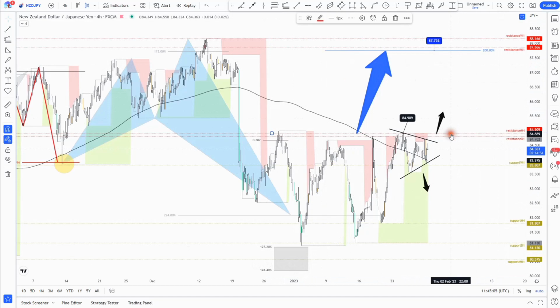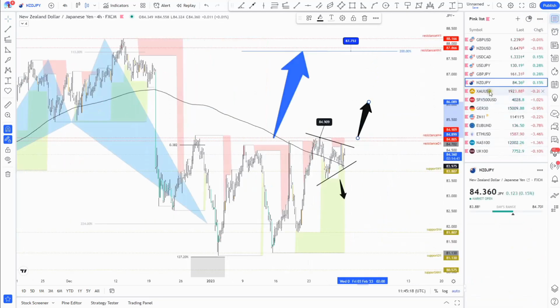So of course, waiting for a violation of the resistance will increase the probability for that pattern to unfold, and for that reason we need to wait also for the Japanese yen.